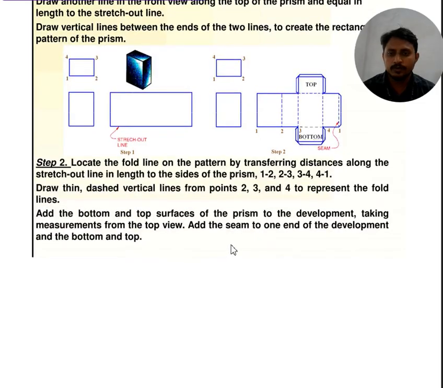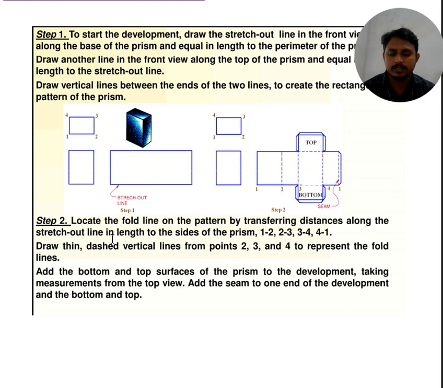In step 2, see how to draw step 2. Locate the fold lines on the pattern by transferring the distance along the stretch-out. So we need to draw the length of the square shape. We have 4 sides. If each side is 4 centimeters, then 4 into 4 is 16 centimeters, which means 160 mm. So draw this line 16 centimeters, the length of a square shape.